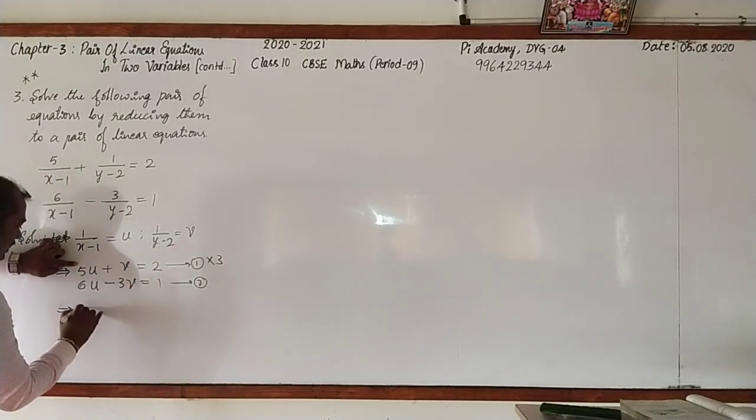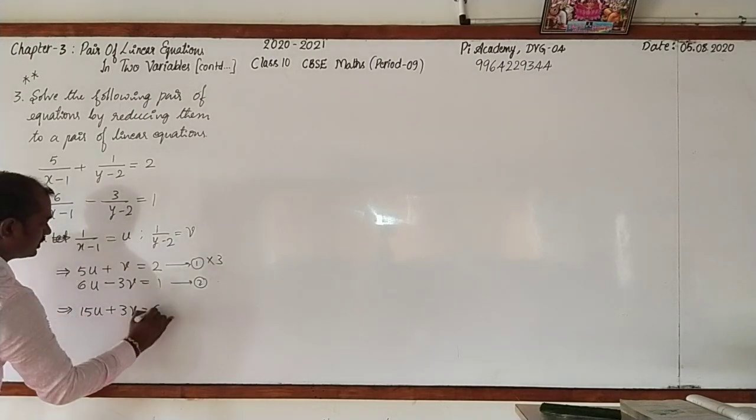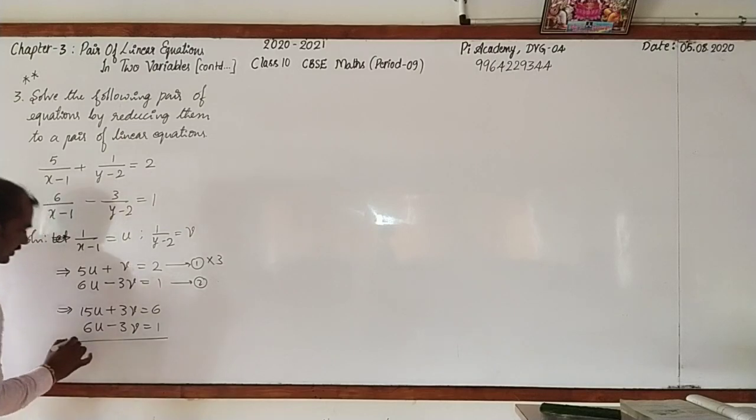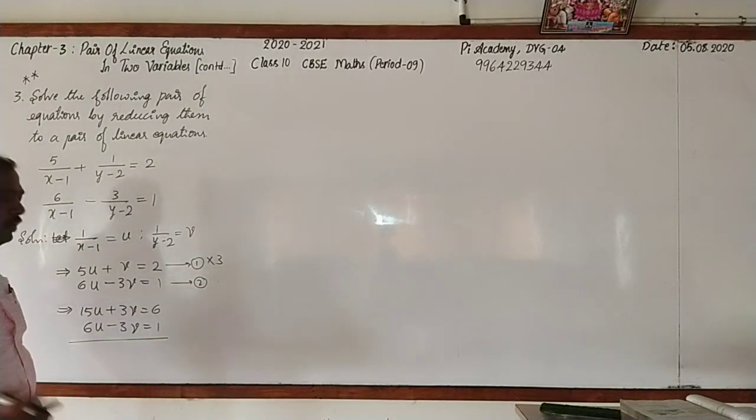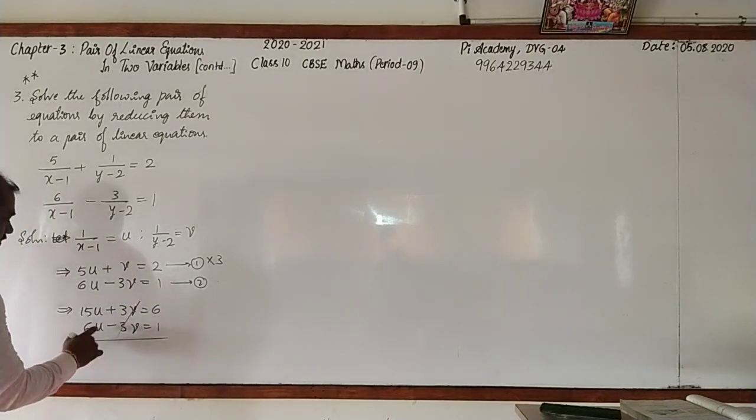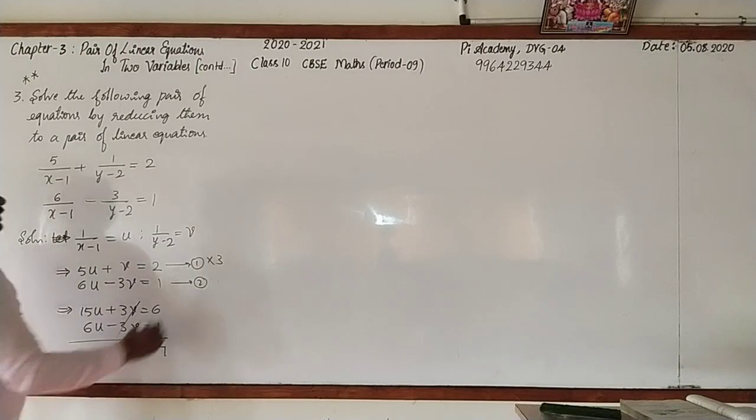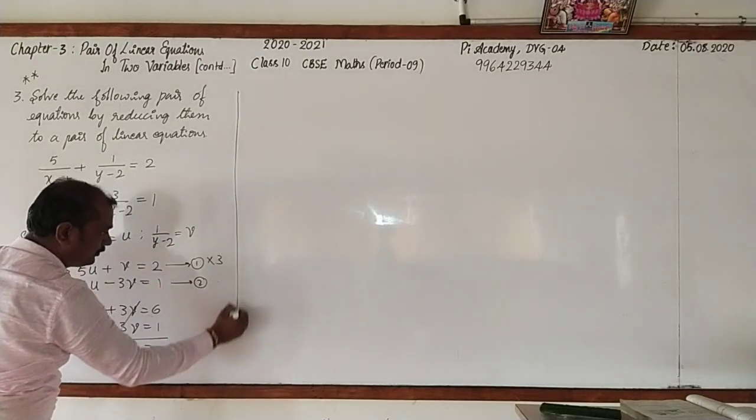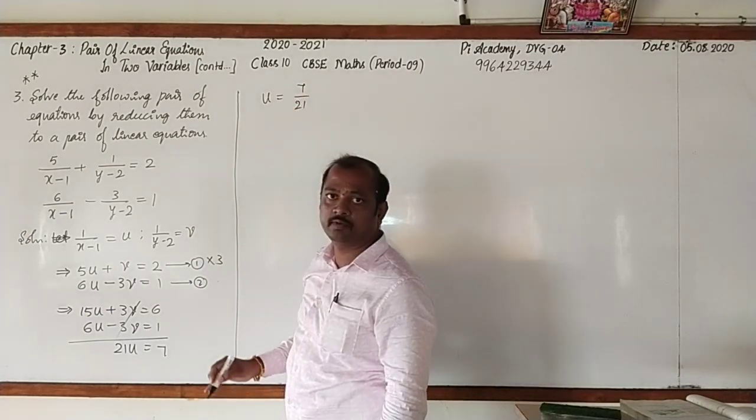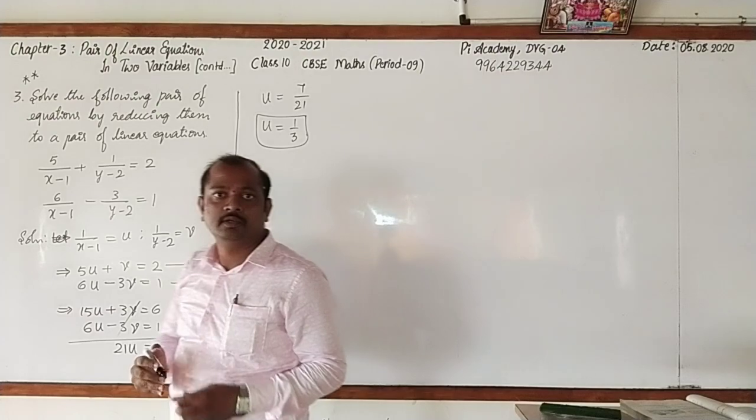Then equation 1 can be written as 3 5s are 15u plus 3 into v, 3v, equal to 3 2s are 6. Next, 6u minus 3v equal to 1. Is it necessary to change the sign? No, because here we have plus 3v and minus 3v. They get cancelled. Then 15u plus 6u is 21u, equal to 6 plus 1, 7. Then how do you write the value of u? u is equal to 7 by 21. Then u is equal to 1 by 3, because 7 ones are 7, 7 3s are 21. Did you understand?